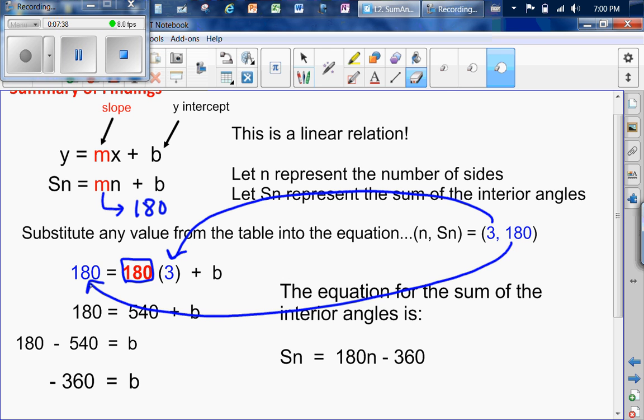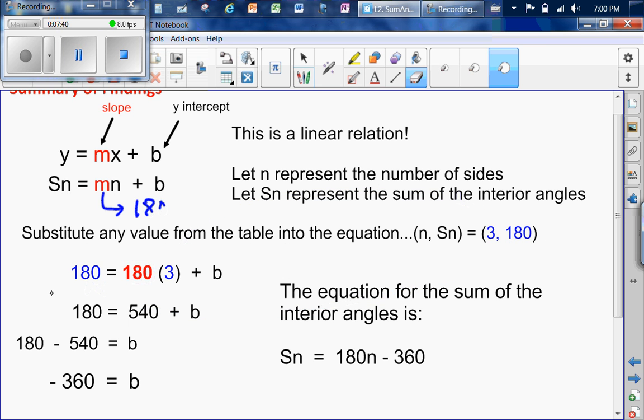When we do that and complete the calculations, 180 times 3 is 540. We have 180 on this side. We're going to bring the 540 over here, change the sign to subtract. So we have negative 360 equals b. What that gives us is now an equation that we can use for the sum of the interior angles.